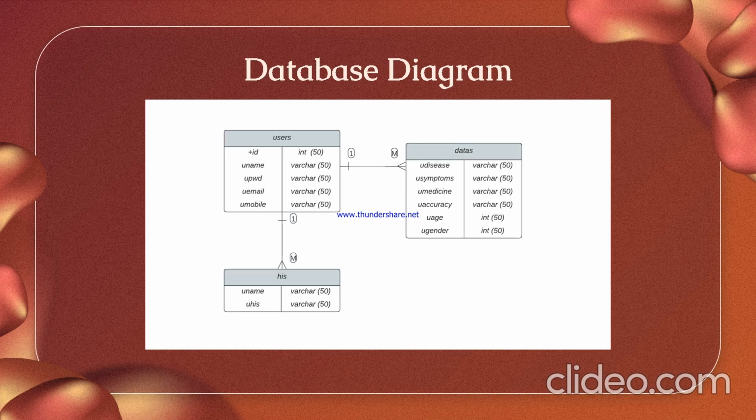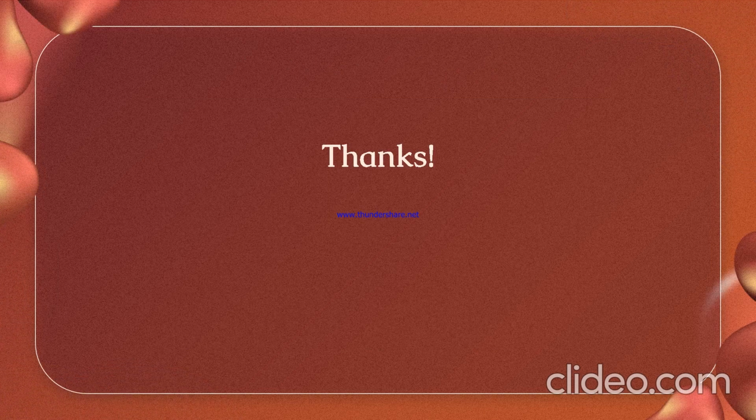So this is our database diagram. You can see we have three databases, with users having a one-to-many connection to datas, and users having a one-to-many connection to his, and we have fields under users, datas, and his. Now we are going to demonstrate our project.